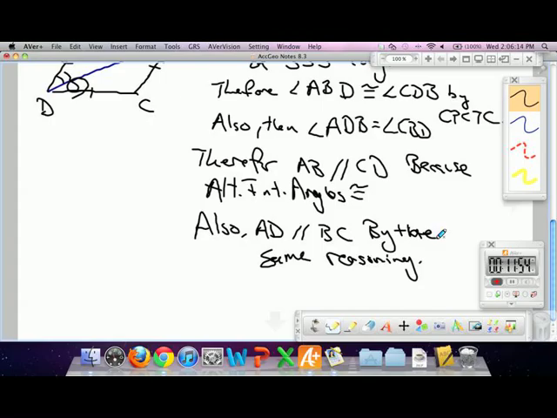Now, since you have two pairs of parallel sides, well, that's exactly what a parallelogram is. Since we have two pairs of parallel sides, therefore ABCD is a parallelogram.